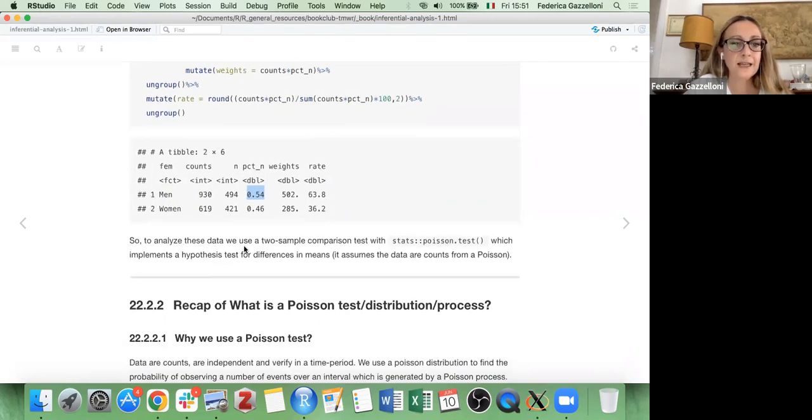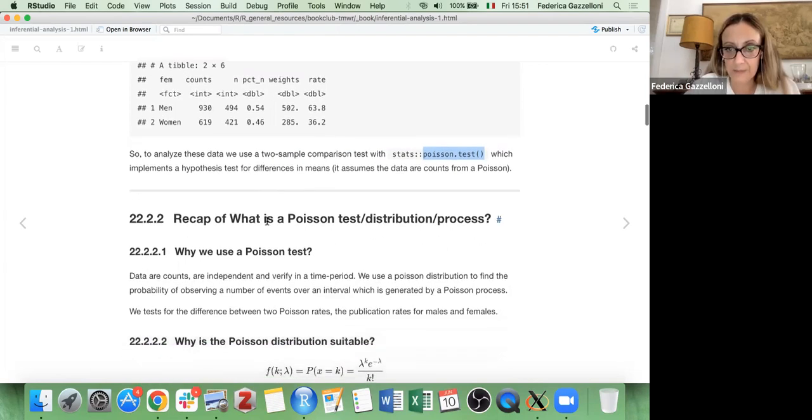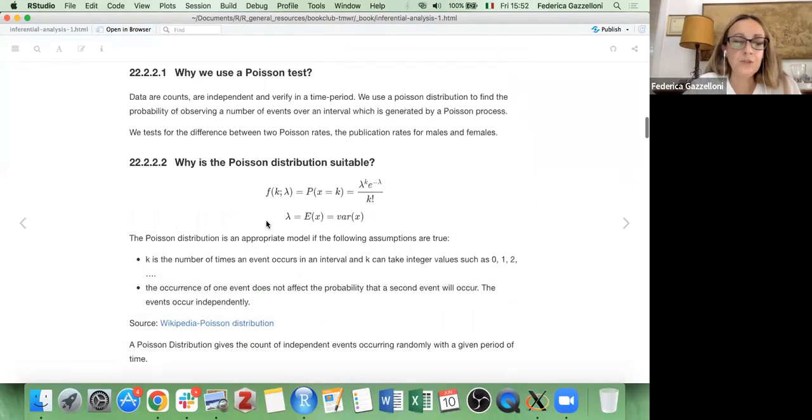Okay, so to analyze this data, we use a two sample comparison test. As we have said, we are talking about counts that do not happen very frequently within a well-defined time frame, so we can use a Poisson test. We can use a t-test, we can use a Poisson test. In this case, we use a Poisson test, which implements hypothesis testing for difference in means. I'm sure everyone knows about the Poisson test.